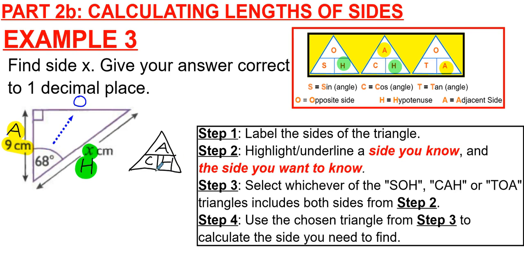Only this time, we want to find out the hypotenuse. So write down H equals, because that's what we want to find out. Now cover up H in the triangle. Now you've got A on top, C on the bottom. So copy it out exactly as it appears, A on top and C on the bottom. So A means the adjacent, which is 9. C stands for cos of the angle, which in this case is 68.